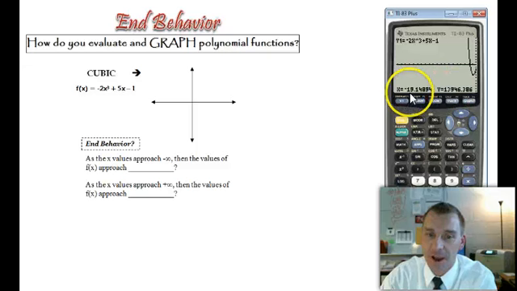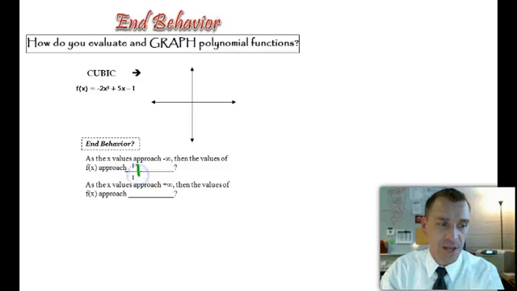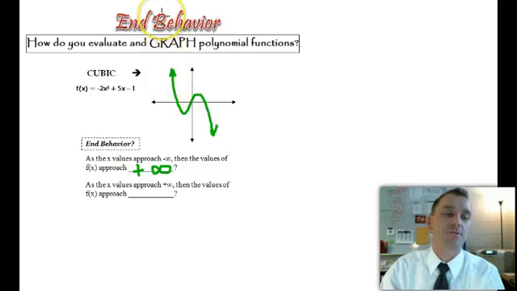So as my x values keep getting more and more negative, negative infinity, then my f of x values keep getting bigger and bigger. So that would be, in this example, positive infinity. So what you should do is draw a quick sketch of this. It looks like this, like that. There you go. So now you have it. As my x values approach negative infinity, my y values are approaching positive infinity.